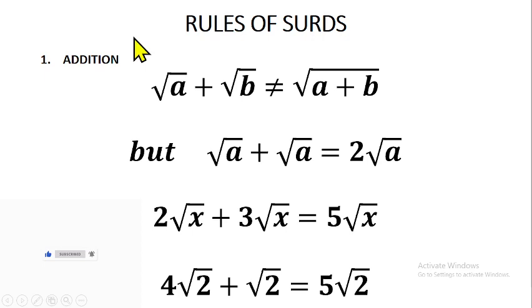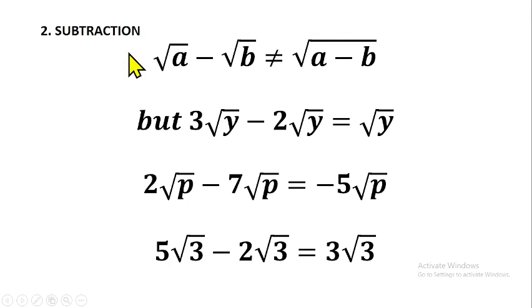Now that we understand the first rule of SOD, which is addition, let's go to the next rule. The next rule is on subtraction. How do we subtract two or more SODs? SOD A minus SOD B is not the same thing as SOD A minus B. No, we cannot subtract different SODs, just like we cannot add different SODs.